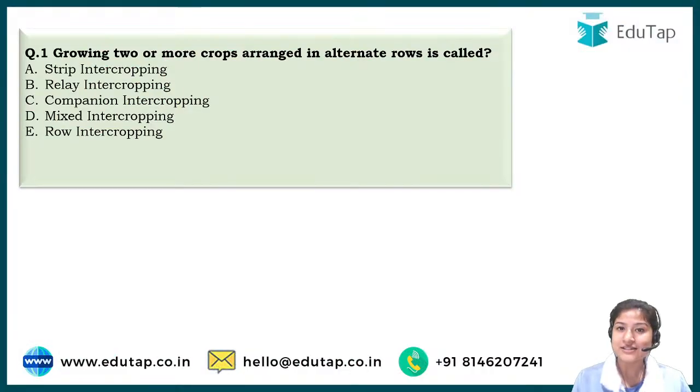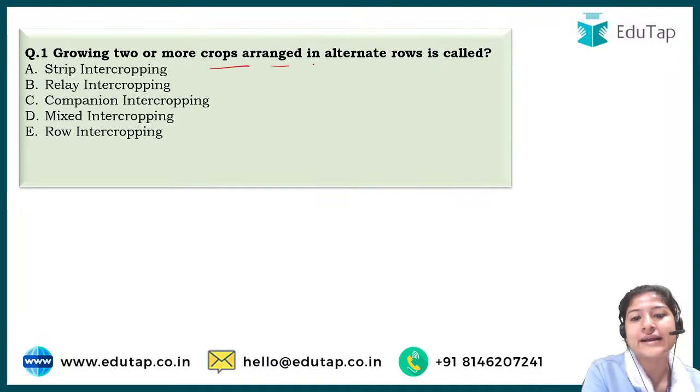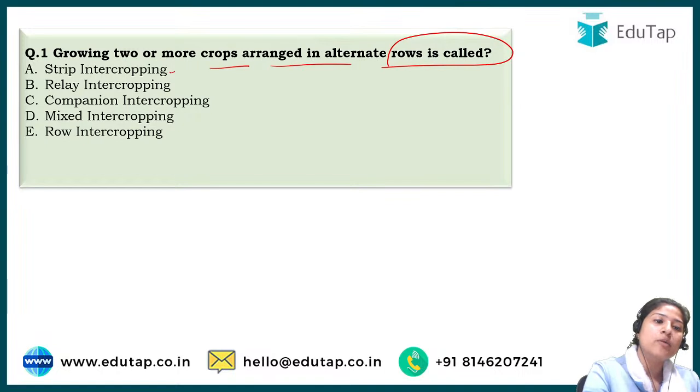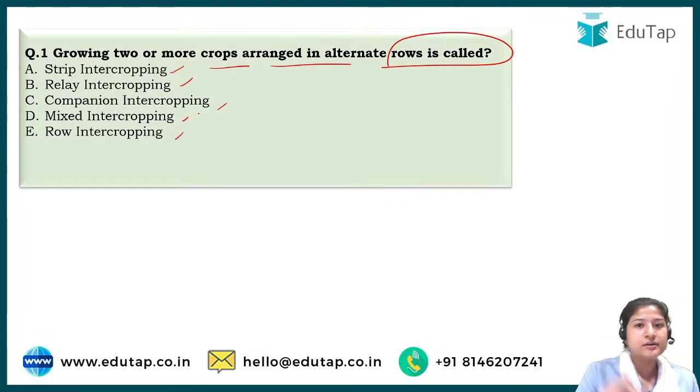So yeah, let's start with the session that was about cropping pattern and cropping system. The first question: growing two or more crops arranged in alternate rows is called. See what I have done here: because this is a small chapter, I have tried to incorporate everything in today's session only. How? By incorporating everything in the options, so it would be easier for that.